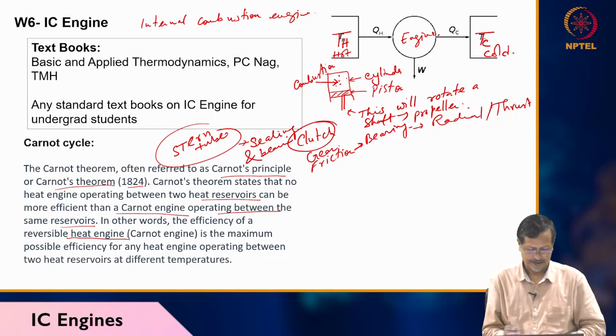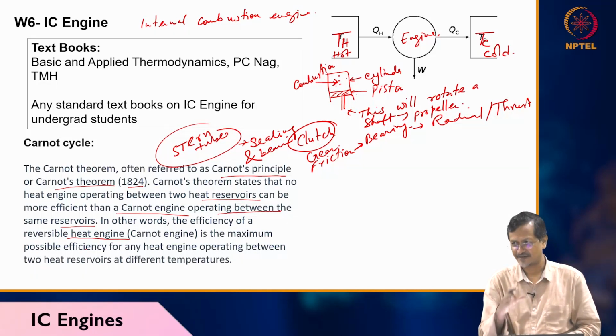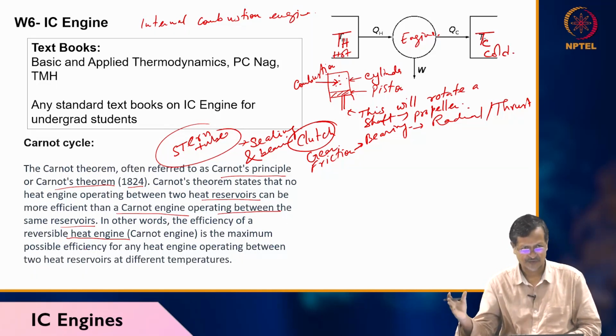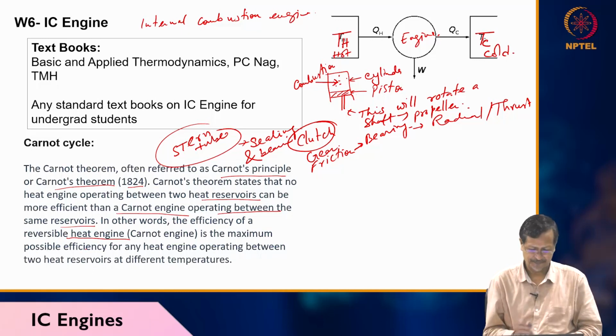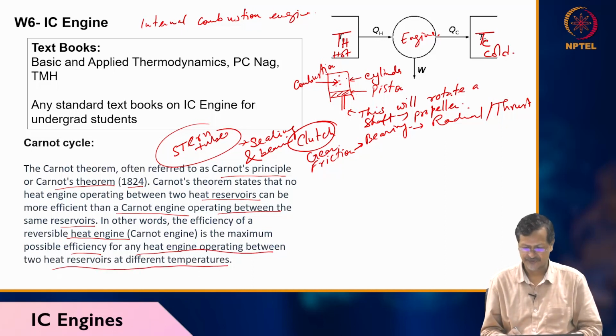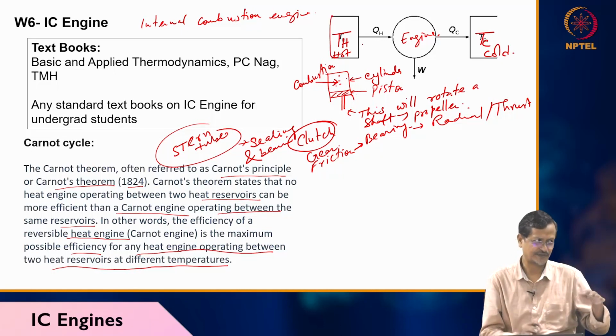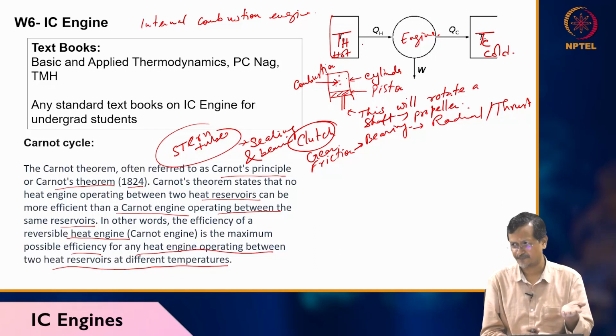So whenever we talk about reversible heat engines, we are assuming 100% heat transfer to work transfer. It is the maximum possible efficiency for any heat engine operating between two heat reservoirs at different temperatures. Two heat reservoirs means hot TH and cold TC. These two reservoirs we are assuming. For example, the environment, this room temperature, can be considered as a heat reservoir.